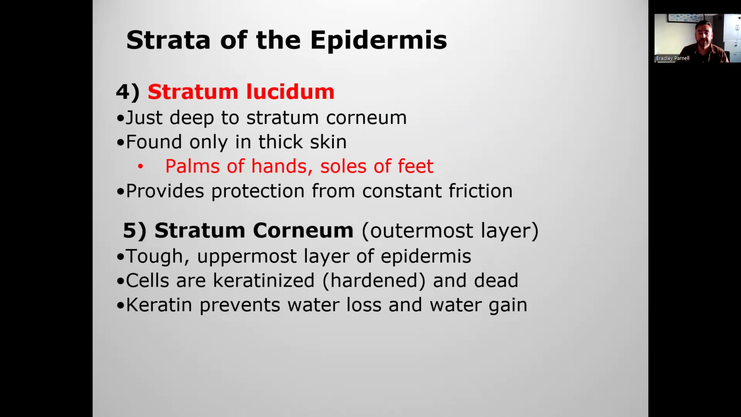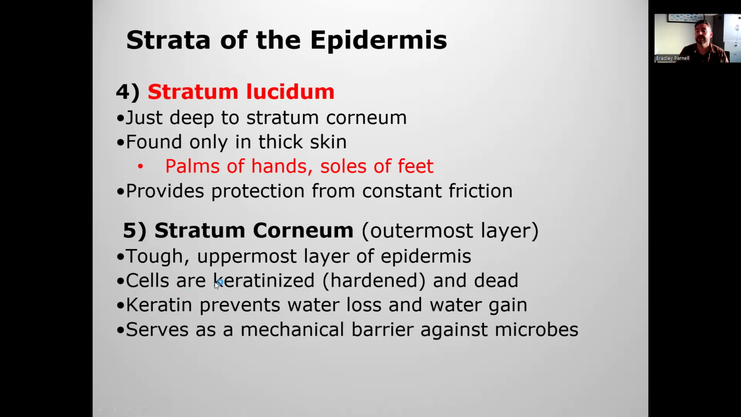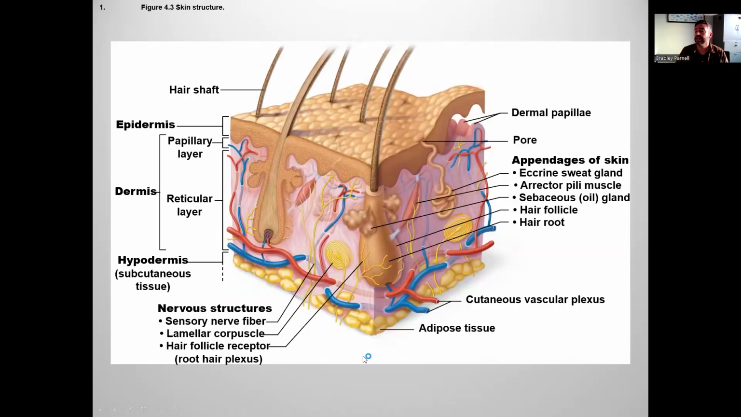So that is our epidermis. Those five layers are my epidermis. As I continue to move down, we will get into the dermis layer. And so the dermis layer has two parts, the papillary layer, which is towards the top of this, and then the reticular layer, which is a little bit lower.